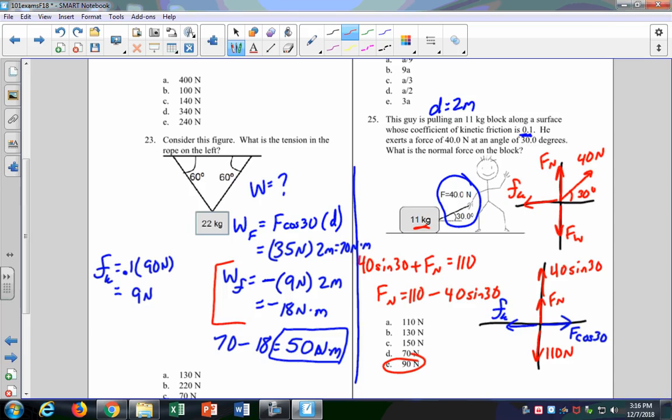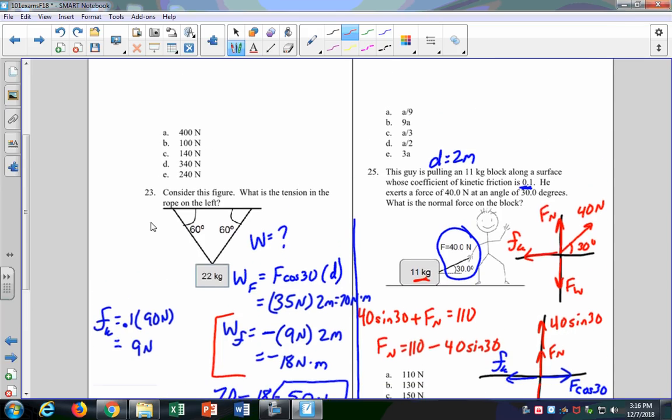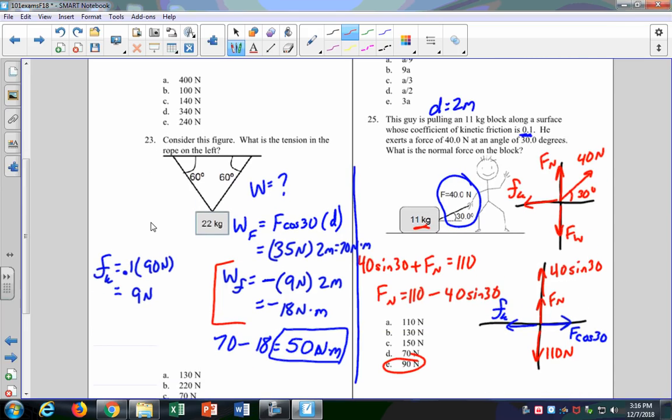What are the steps involved for problems involving force? They're the same steps that we've done here. You label the forces on a free body diagram. You resolve the forces into their x and y components. That's what I did here.